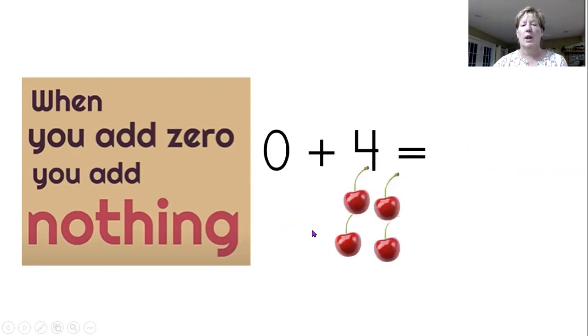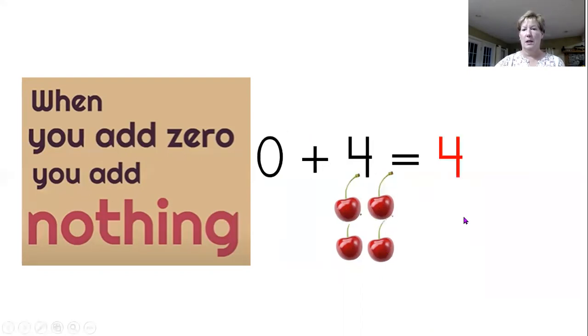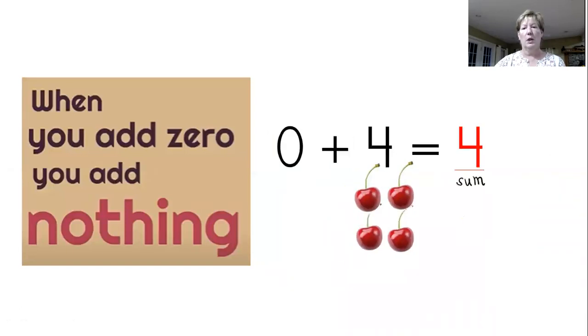Let's try another one. And it doesn't matter where the zero is. The zero could be the first number in your number sentence, or it could be the second one. Doesn't matter. Because when you add zero, you add nothing. Zero and 4 cherries. So 1, 2, 3, 4. What do you think you're going to have? I bet you already know. See how fabulous the number zero is? Did you say 4? You were correct. That is the sum. 0 and 4 make 4.